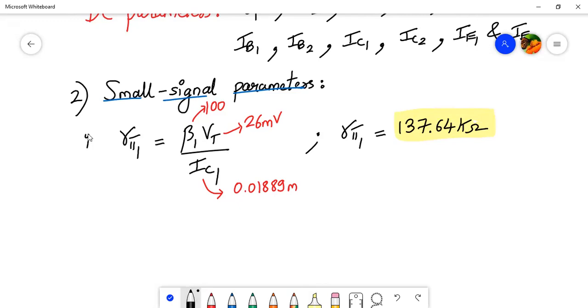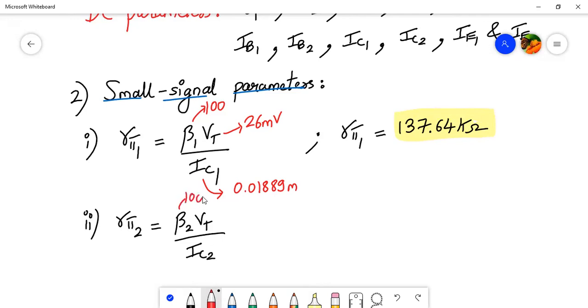Similarly, we have to calculate the value of RPi2. So RPi2 and RPi1 will be different. Beta2 VT upon IC2. So beta is 100. VT is 26 millivolt and IC2 value is 1.907 milli. Okay. So the value of, let me change the color to black. RPi2 will be equal to, let me write it properly.